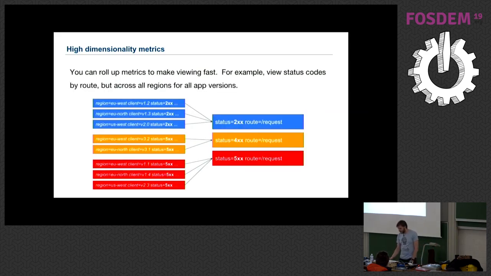If we look at some numbers here, you can roll these metrics up to make viewing them really fast. Here you can see a few metrics on the left that have a region tag, a client version tag, and a status, and of course each has the route tag as well. Rolling them up is stripping off the region tag and the client tag, and then summing the results all together. So when you want to view these really high value metrics across all regions or across all app versions, it's quick.